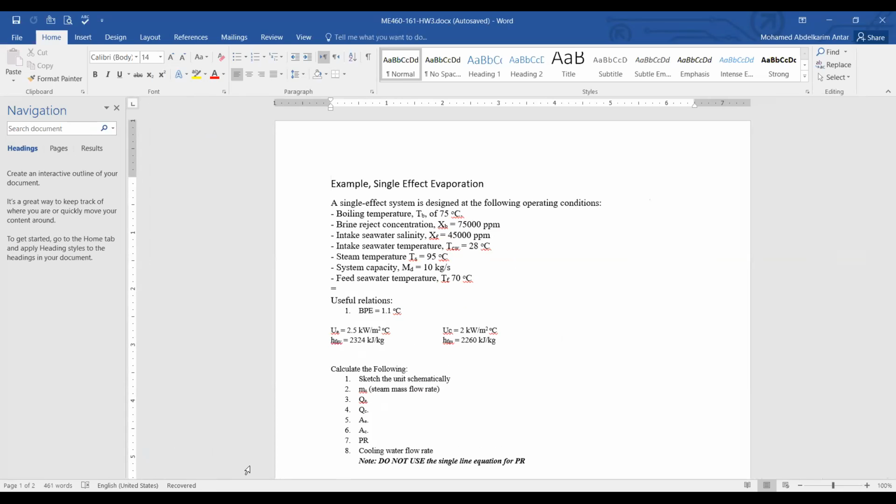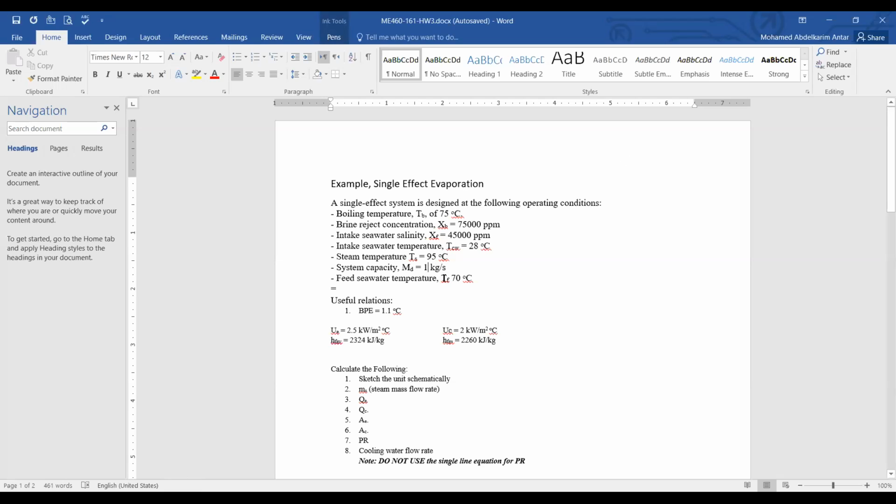The boiling temperature TB is 75. The brine rejected concentration is 75,000 ppm. The feed salinity X feed is 45,000 ppm. Seawater is at 28 degrees centigrade. We are using steam extracted from a power plant at a temperature of 95 degrees centigrade. The capacity of the steam that we are using, I'm just modifying this, is 1 kilogram per second. It does not make a difference, by the way. It's just here that it's more realistic to be 1.